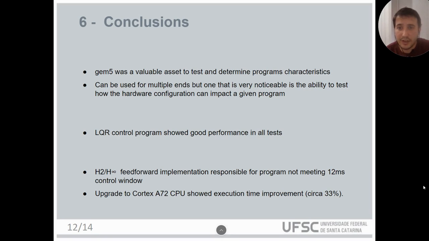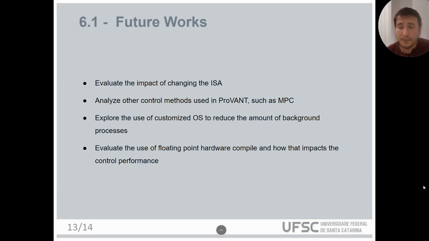So we concluded that Gem5 was a valuable asset to test and determine this control program's characteristics. We saw that the LQR program showed good performance in all the tests that we made, and that the reason the mix of H2 H infinity was not able to meet the 12 milliseconds control window was because of its feed-forward implementation. We also realized how a change in CPU architecture can improve the control execution time.